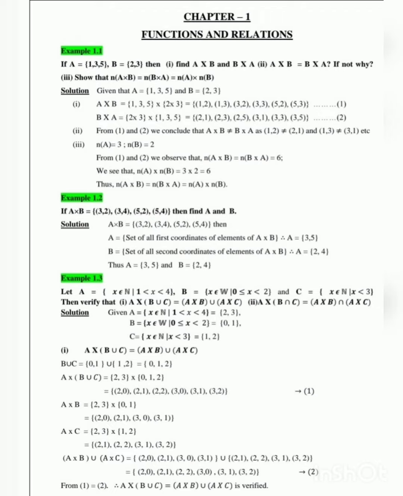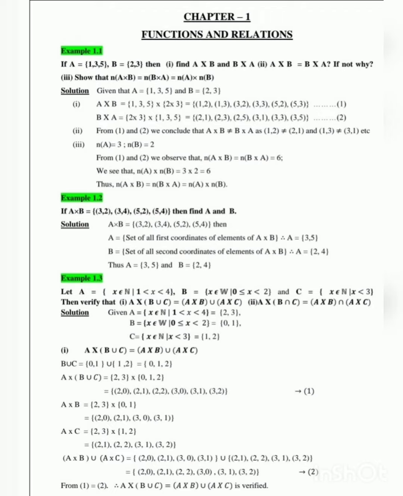So A × B is equal to {2, 3} × {0, 1}, so (2, 0), (2, 1), (3, 0), (3, 1). And A × C is equal to {2, 3} × {1, 2}, so (2, 1), (2, 2), (3, 1), (3, 2).